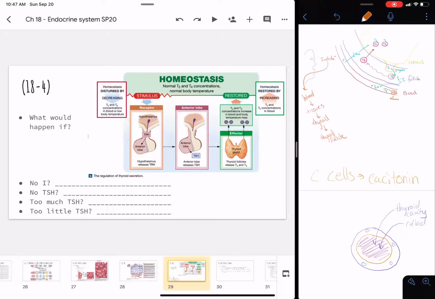Okay, now last but not least, too little TSH. So if the anterior lobe, for whatever reason, is not able to make enough TSH, but we still have a little bit of TSH, then we're still making some T3, T4, but the hypothalamus is still going to be like, hey, we need to make more. So the hypothalamus is going to keep releasing more and more TRH, but maybe the anterior pituitary just doesn't respond regardless. So we're just going to be in a hypothyroid state because we're not going to have enough thyroid hormone.